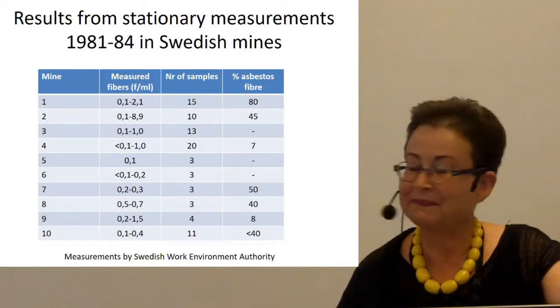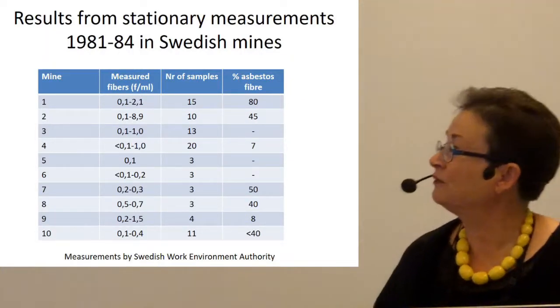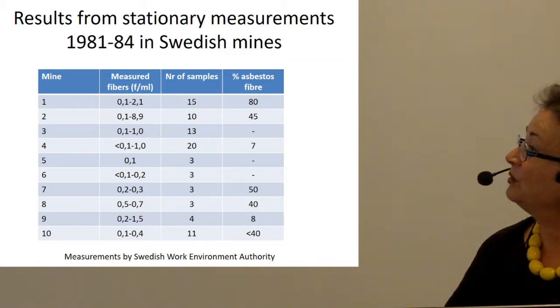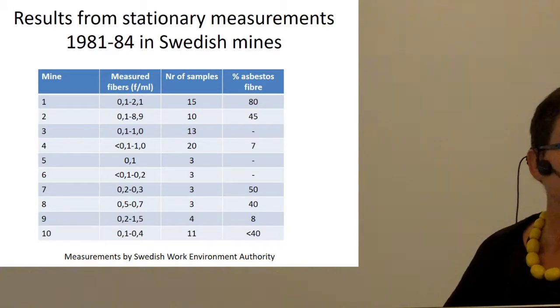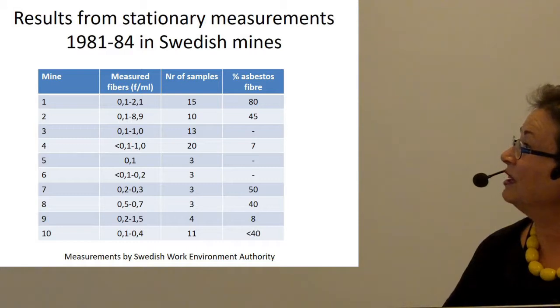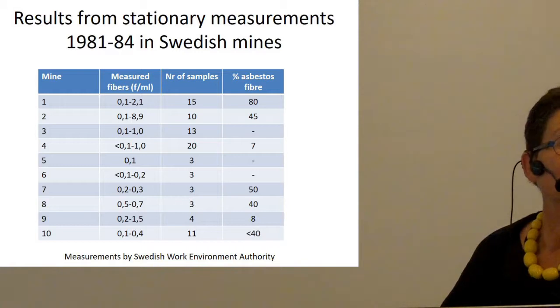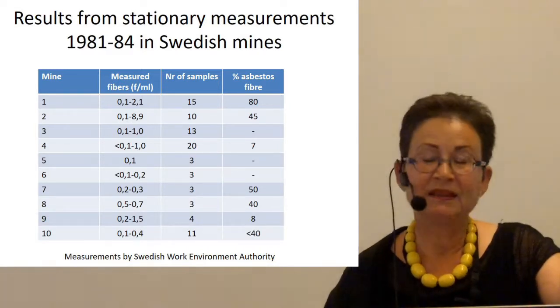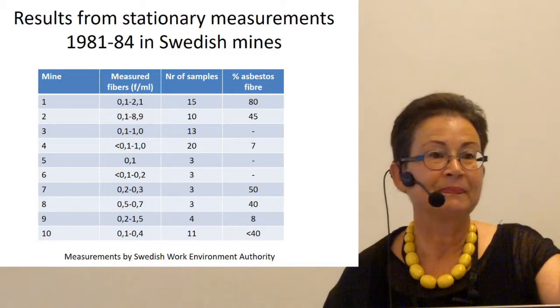I would just like to show you some measurements from Swedish iron ore mines performed in the 80s. These are fiber counts from stationary measurements, and you see the range from below 0.1 fibers per ml, being the current TLV in Sweden for asbestos exposure, but you also see concentrations going up to 8.9 in the crushing and milling place. So it can be a real problem in terms of exposure levels.